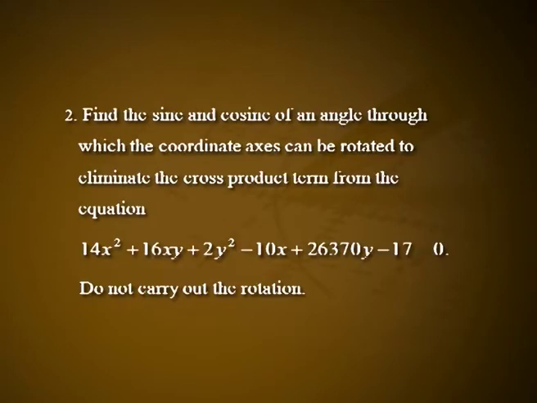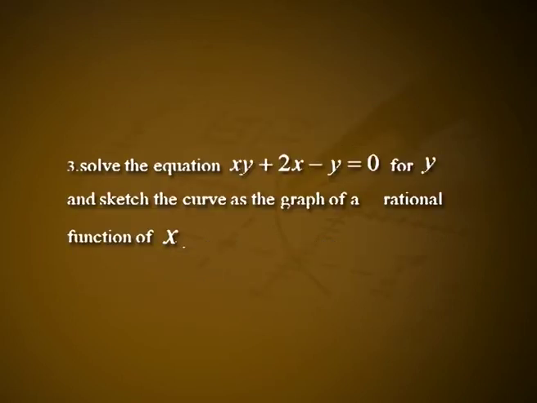Find the sine and cosine of an angle through which the coordinate axis can be rotated to eliminate the cross product term from the equation 14x square plus 16xy plus 2y square minus 10x plus 26,370y minus 17 is equal to 0. Do not carry out the rotation. Solve the equation xy plus 2x minus y is equal to 0 for y and sketch the curve as the graph of a rational function of x.